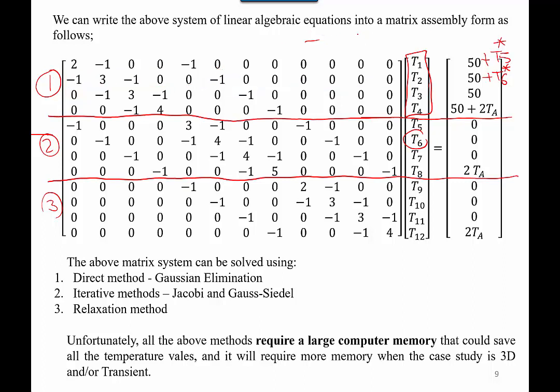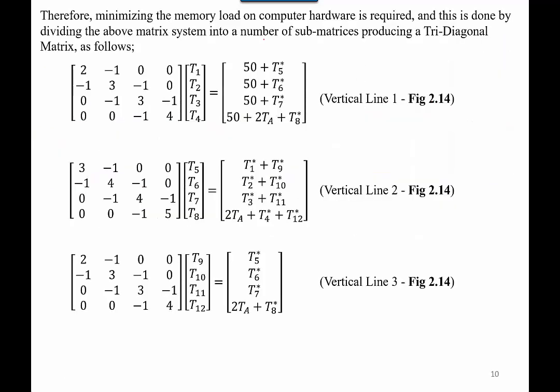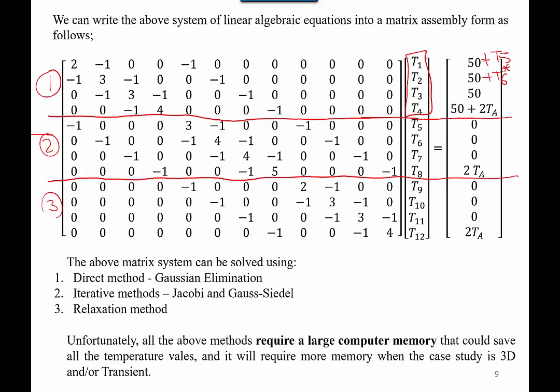And the same goes for the third and fourth row. And we see here this is the same as we did in the last slide. This is vertical line 1 as shown in figure 2.14. Let's do the same thing for the other submatrices, which are matrix number 2 and 3.